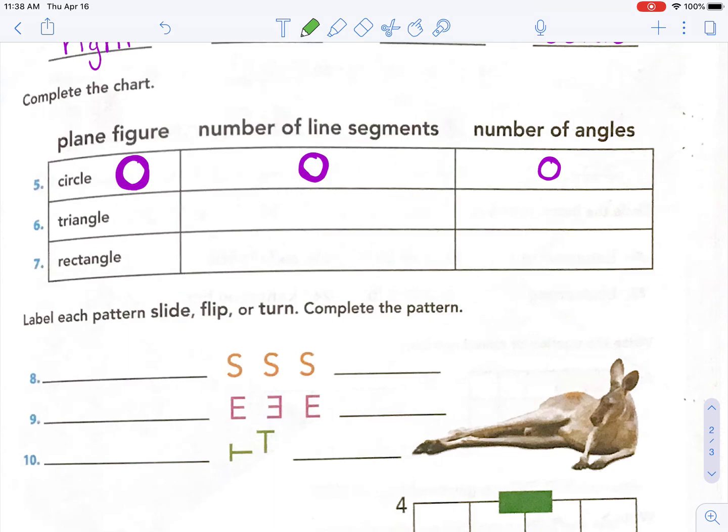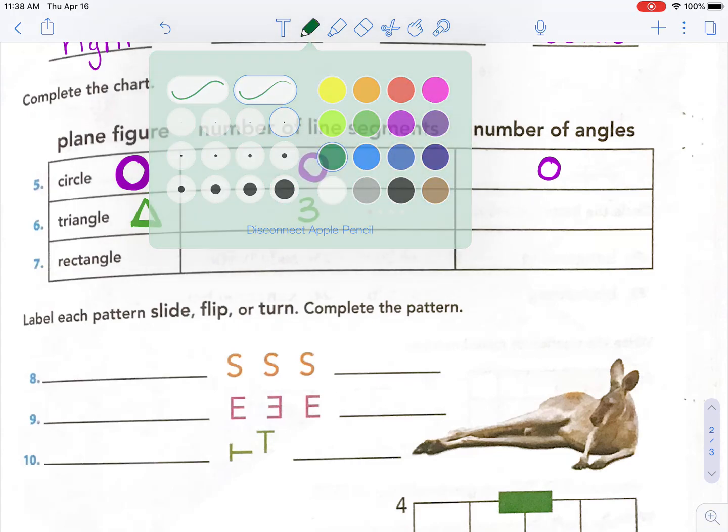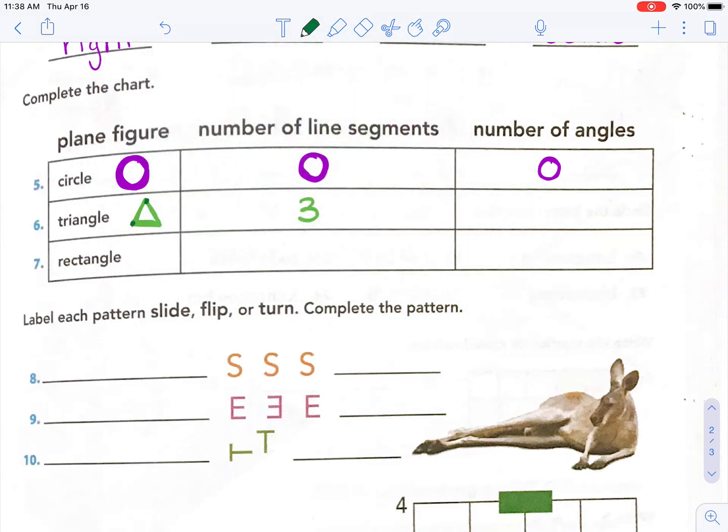Okay, triangle. Tri means 3. Ooh, like tricycle. Guess what? That's the answer to our question too. How many line segments? 1, 2, 3. That's the 3 segments on each side. How many angles? The spots on the corner. I'll tap it with a different color. 1, 2, 3 angles. Tri means 3. That's your answer right there. There's 3 line segments and 3 angles.